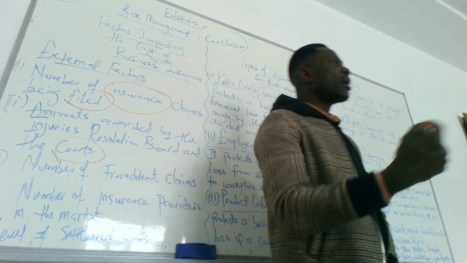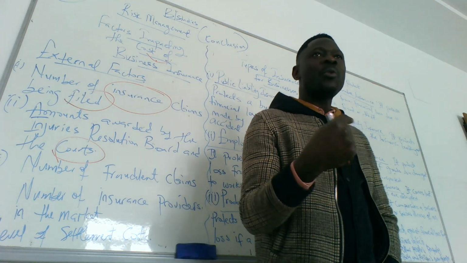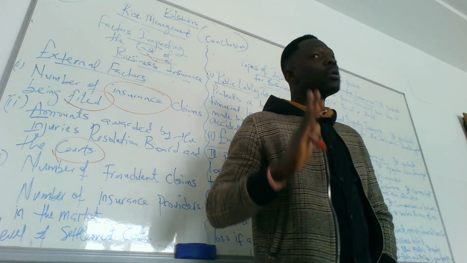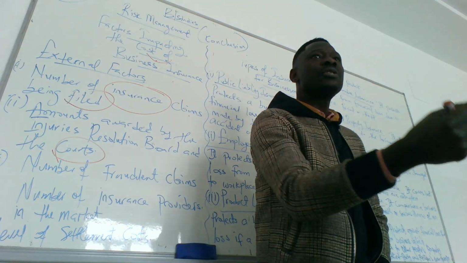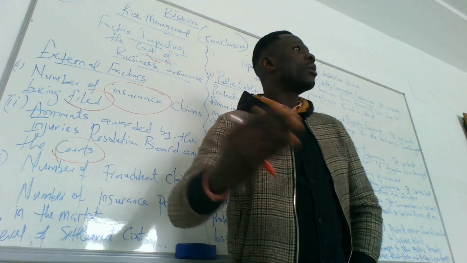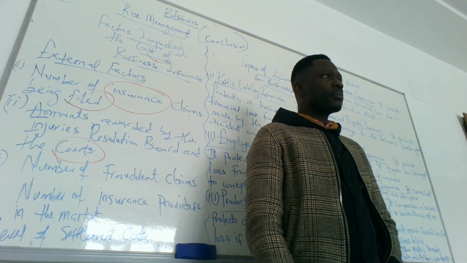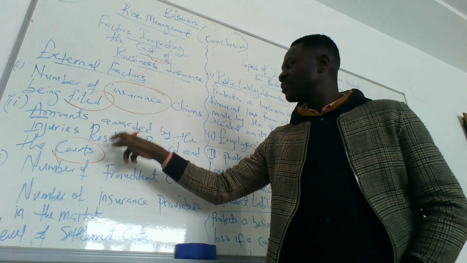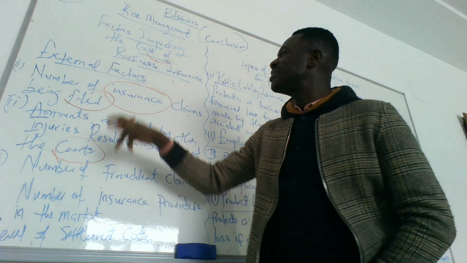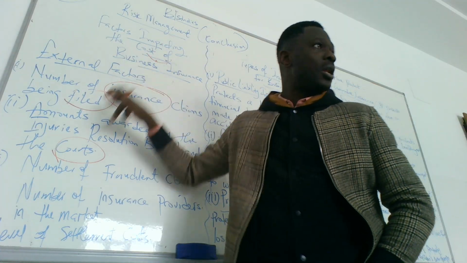I want to insure my car. How much am I going to gain when I insure this car? You don't know. Your compensation, you don't know. It is based on what is written in the book. They work by the book. Do you get it? So the amounts awarded by the Injuries Resolution Board or the court will determine if you have incurred more cost or less.